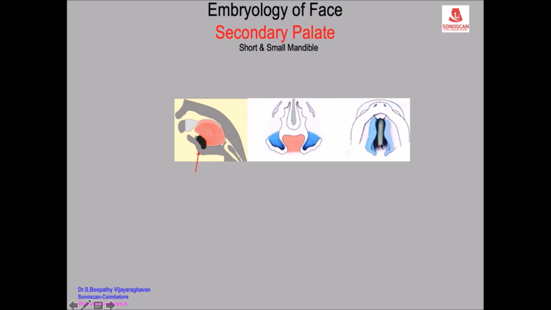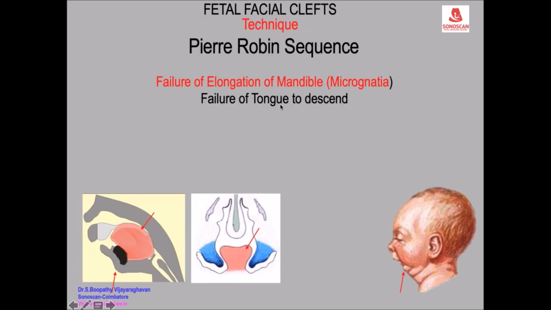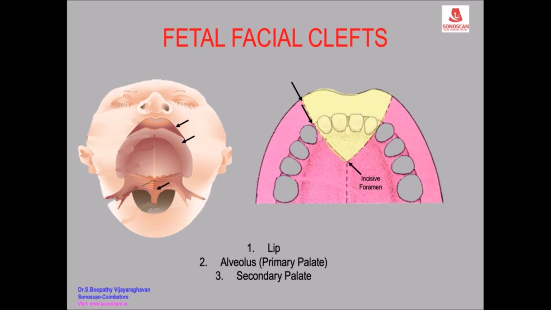They are yet to fuse, and the tongue occupies the space in between because of the short, small mandible. So during development, the mandible elongates, fails to descend down. As a result, the tongue remains between the lateral palatal shelves, so they cannot fuse. This is the secondary palate, and it can be unilateral.